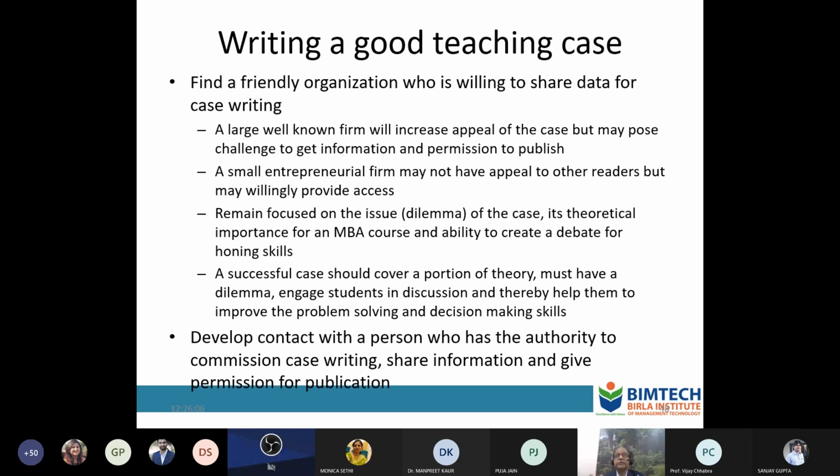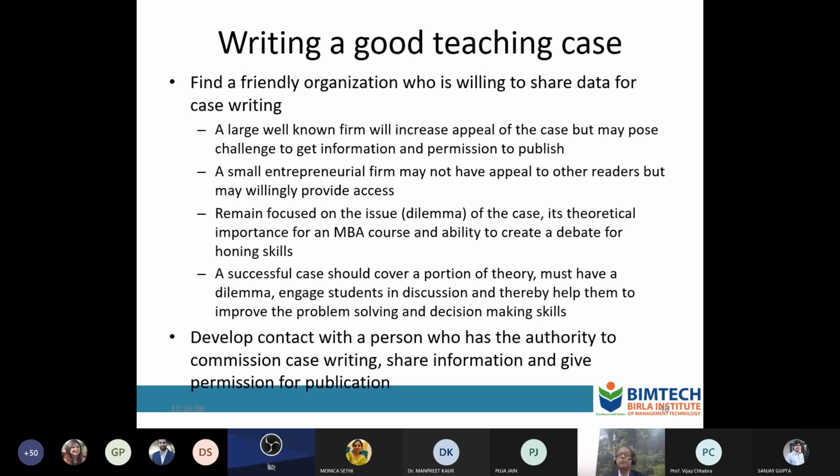The size or the stature of the organization doesn't matter. If you can get permission to write a case on HUL, Hindustan Lever, very good. That case will fly actually. But will you get permission? Think of it and get that cleared right in the beginning.